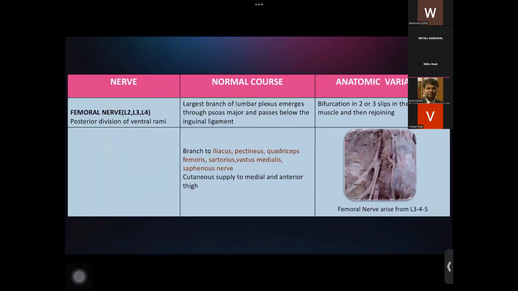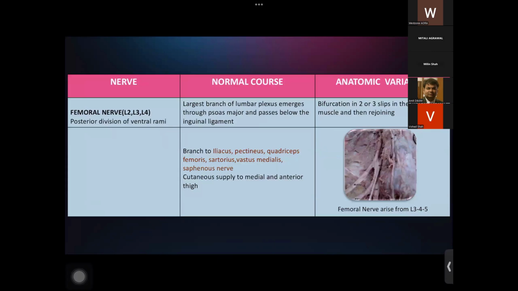Femoral nerve is considered as the largest branch of lumbar plexus. It gives branches to most of the muscles of the thigh. The anterior branch supplies sartorius and pectineus, two muscles. Posterior branch supplies to the group of quadriceps femoris.